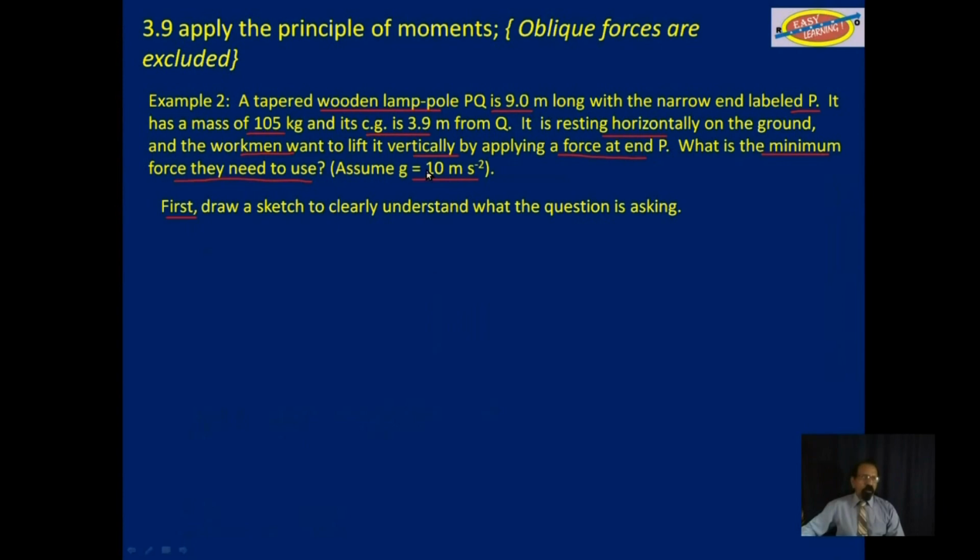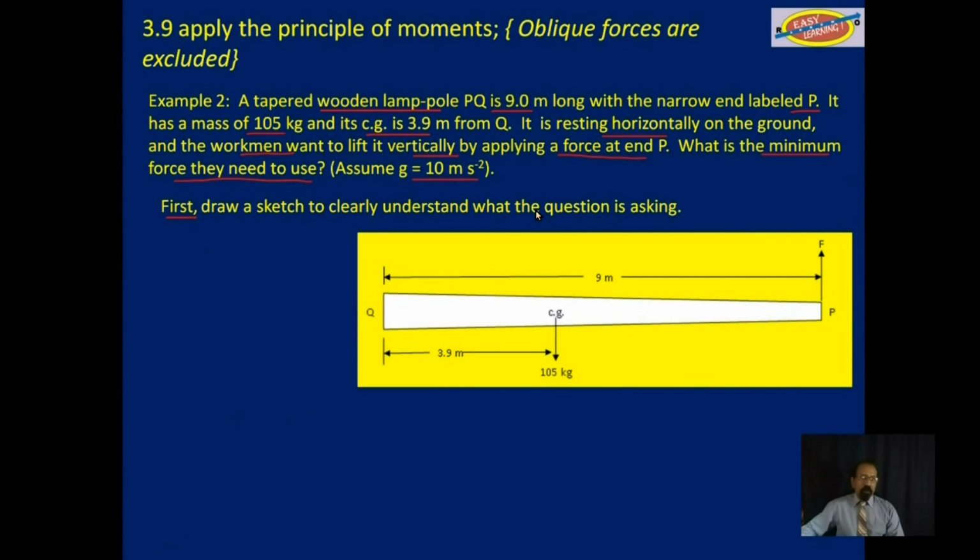So first, we will draw a sketch to clearly understand what the question is asking. So this is the pole here. It is tapered, meaning one end is thicker than the other end. The pole is 9 meters long, one significant figure. It has a mass of 105 kilograms. The center of gravity is 3.9 meters from the thicker end. This end here is Q.